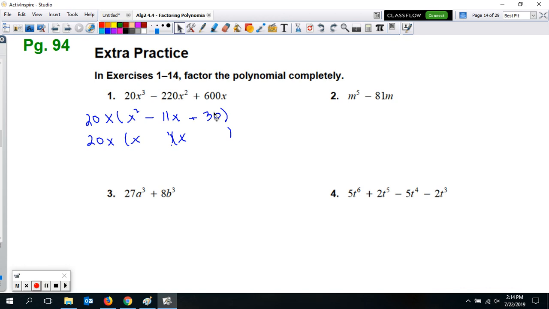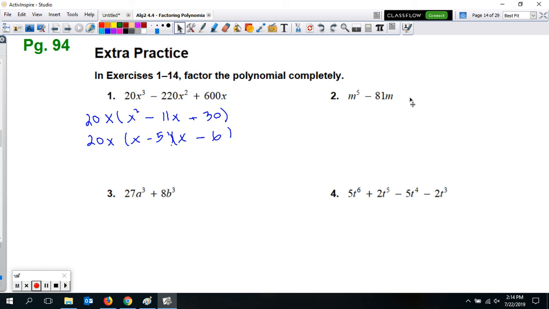And the two numbers that multiply to give us 30, that add to give us 11, will be 5 and 6. So 5 and 6 go inside there. They're both the same sign because it's a positive 30 here. They're both going to be negative. So they're both negative signs. There's our answer. That's our final factoring on that one.